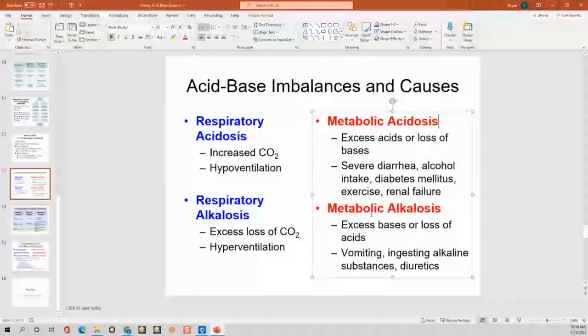Metabolic now has to do, let's think about bicarbs. We could also think about the acids, but remember, bicarbs and acids are going to be on a teeter-totter. So when acid levels are high, bicarb levels are low. And when bicarb levels are high, acid levels tend to be low. So excess acids or loss of bases.